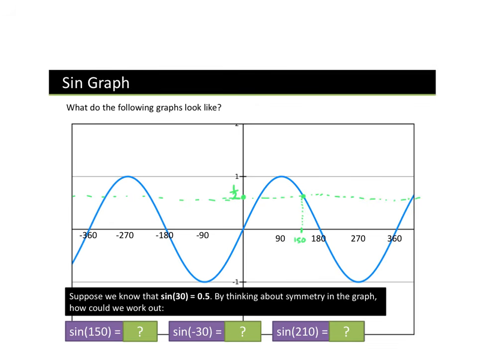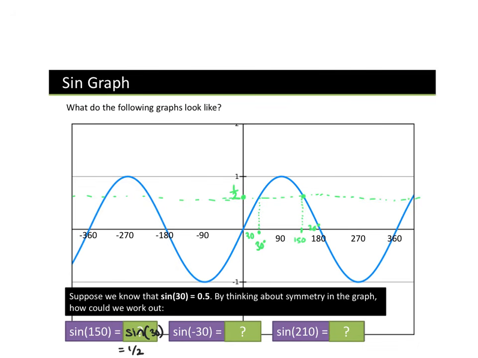And also, if you're 30 away from 180 here, by using symmetry, if we go 30 here, that means that sine of 150 equals the sine of 30, which also equals a half. So if you put in your calculator sine of 150, you'll get a half. Sine of 30 will give you a half. Both of those values will give you a half.